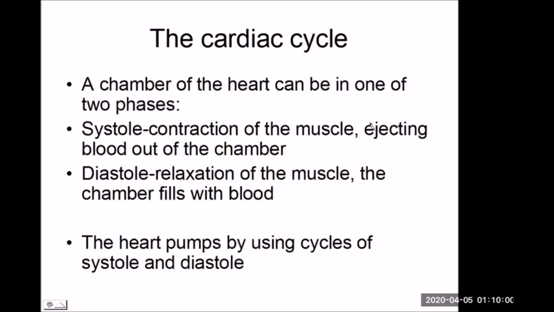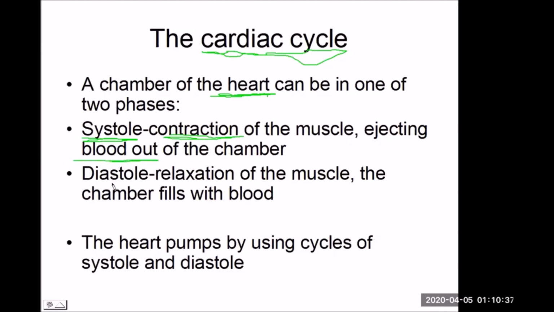So the next topic we want to move into now is what's known as the cardiac cycle. And it's really characterized by these two principal phases. So every chamber in the heart, all four chambers, both atria, both ventricles, there's a period of systole. And this is the period where the cardiac muscle tissue is contracting, reducing the volume of the chamber, increasing the pressure within. And systole is the force to propel the blood out of the chamber.